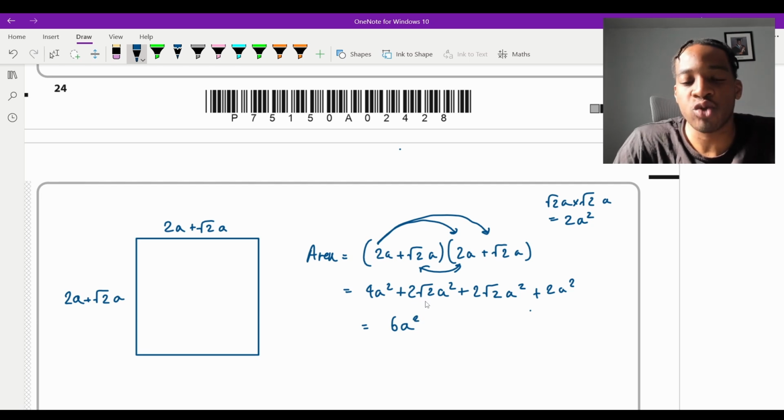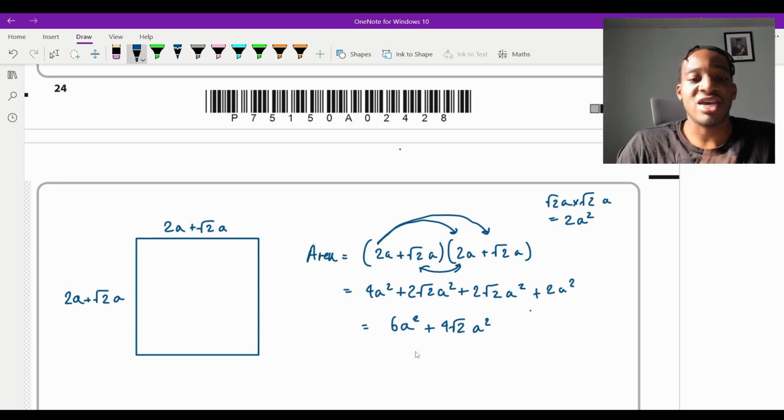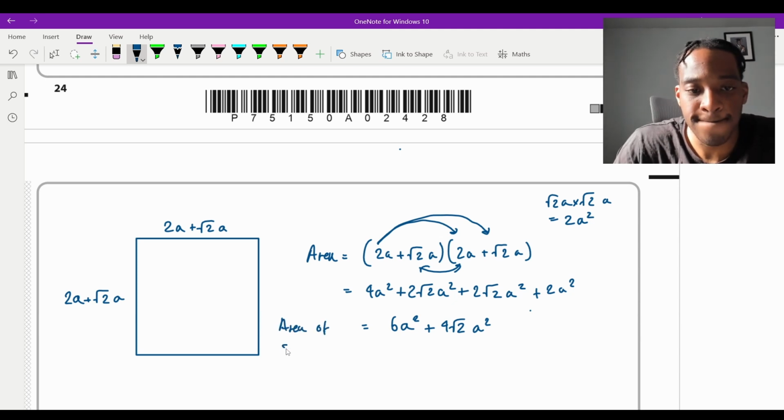And then we've got 2 root 2 a squared plus 2 root 2 a squared. It's 2 lots of 2 root 2, isn't it? Which is going to be 4 root 2, 4 root 2 a squared. So now we have the area of the square. I'm going to write area of square is equal to 6a squared plus 4 root 2a squared.